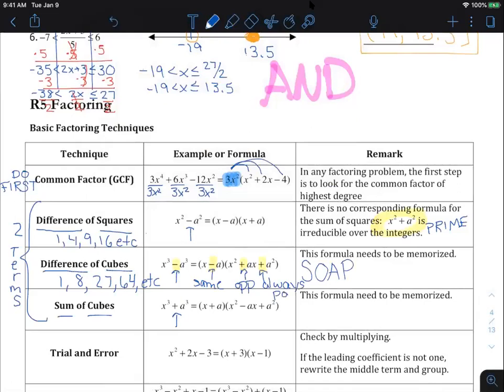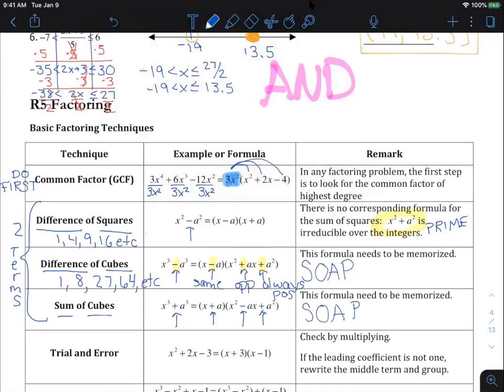See how the first letters, S-O-A-P, spell SOAP? So even when you do the sum of cubes for the signs, it's the same sign, so it's positive. Opposite of positive is negative. And then the last term is always positive. Okay, so don't forget your SOAP. That will help you with the signs.